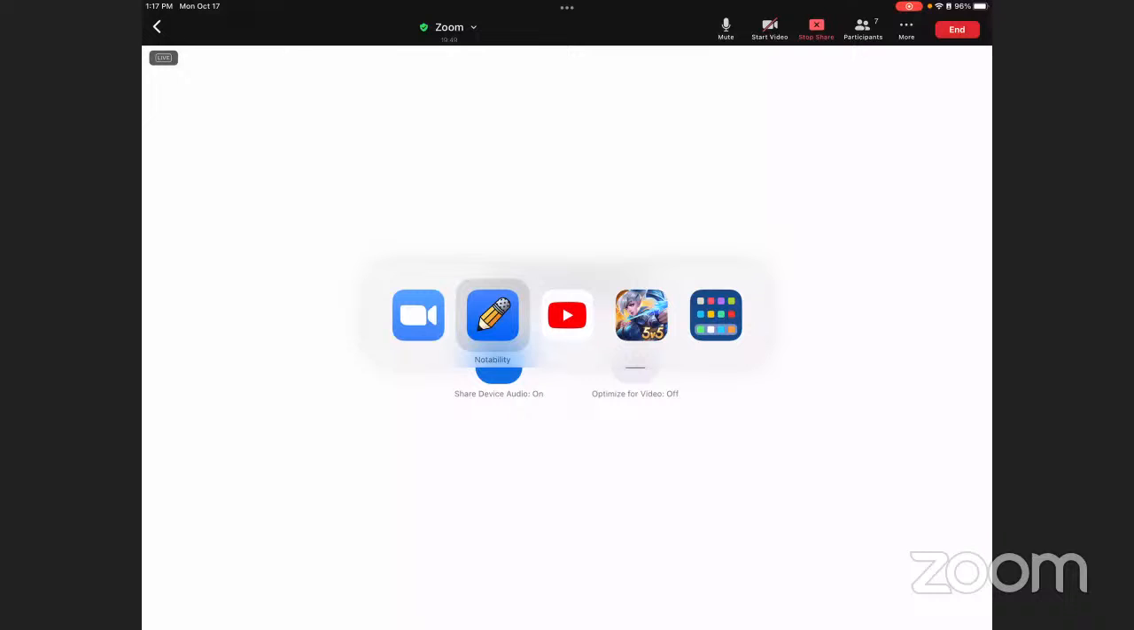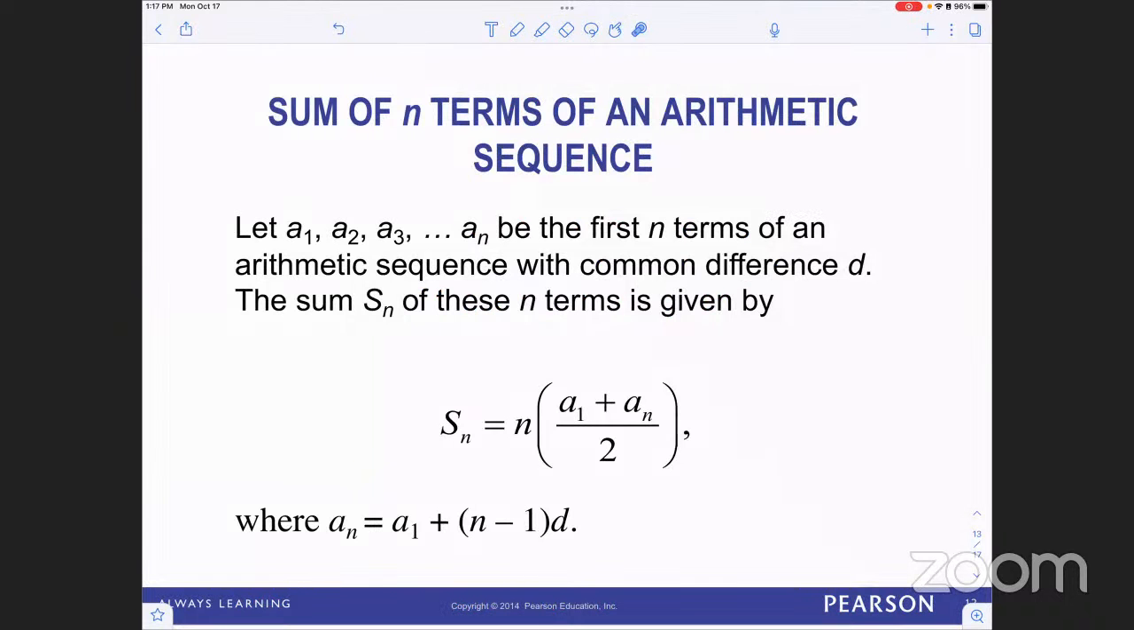Okay. So we looked at arithmetic sequences where we have a common difference. We saw a formula for finding the nth term, jumping straight to any term in the arithmetic sequence, and so on.